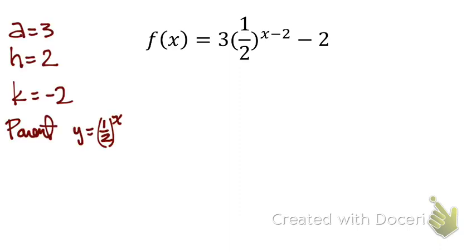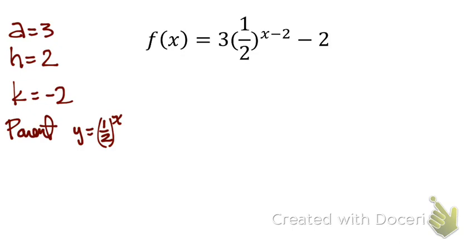So our a value is 3, h is 2, k is -2. Our parent function, the function that we have transformed, was 1/2 to the x, so that would have been our first decay function that we looked at earlier in this video. And now what is going on here? Well, what does h do?